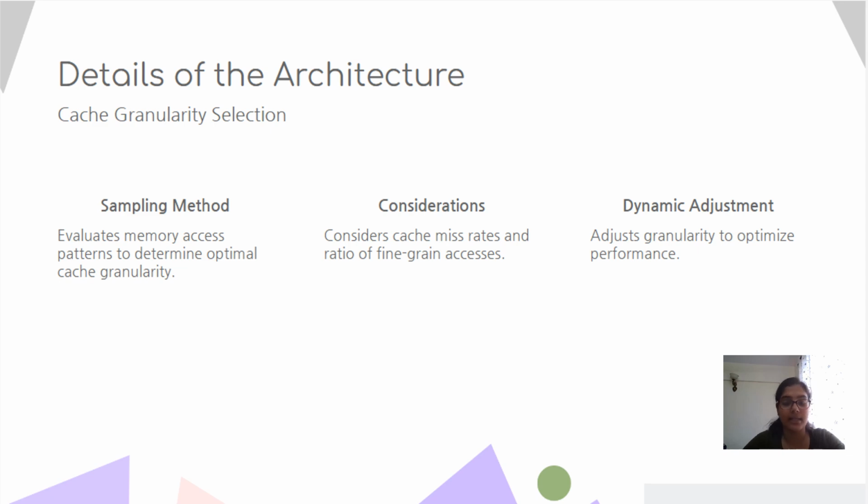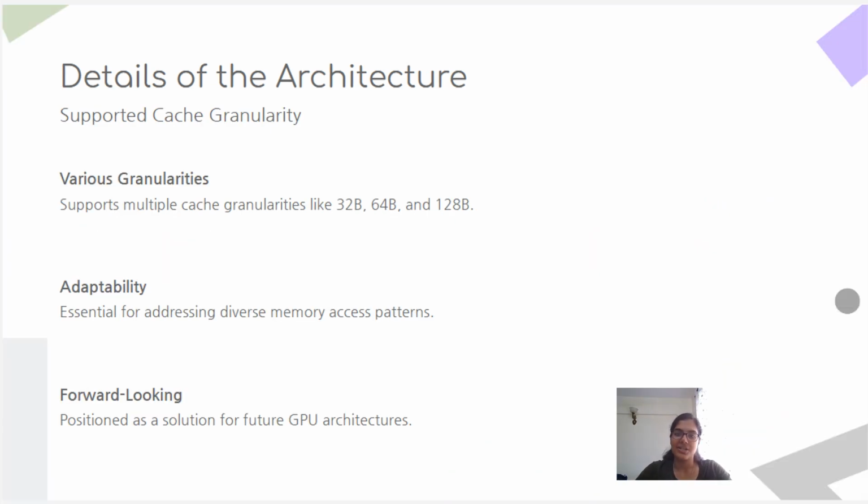Cache granularity selection. DyCache employs a sampling method to evaluate memory access patterns and determine the optimal cache granularity for subsequent operations. The selection process considers both cache miss rates and the ratio of fine-grained accesses to ensure efficient cache management. By categorizing memory access patterns, DyCache can dynamically adjust its granularity to optimize performance.